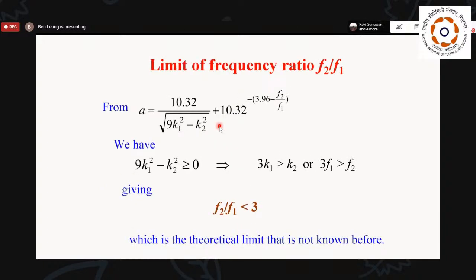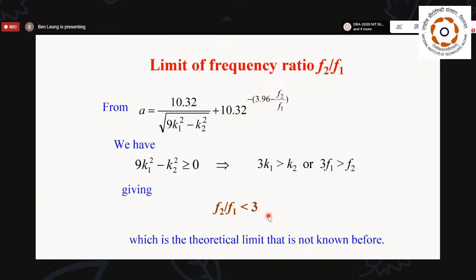Now, there is new knowledge from our engineering formulas. From the previous slide, we have A given by this. And from this, the expression inside the square root must be a positive value. Therefore, this is larger than or equal to 0. And from this, we have 3 K1 larger than K2. And then we have this conclusion: F2 over F1 is less than 3.